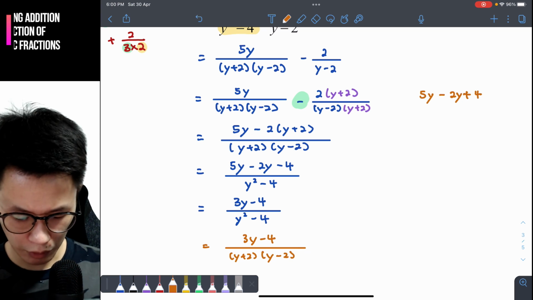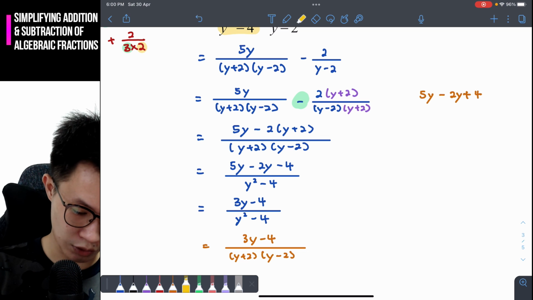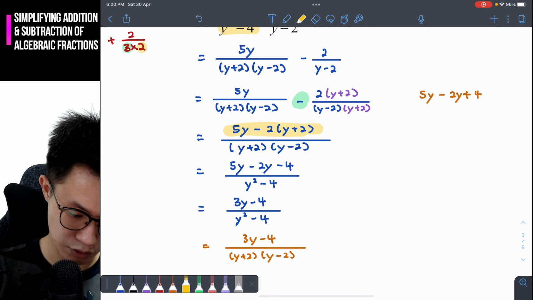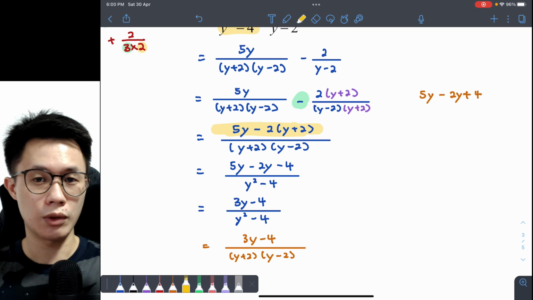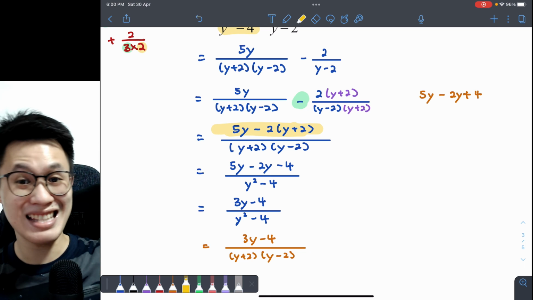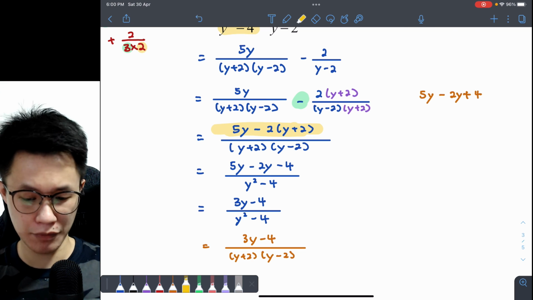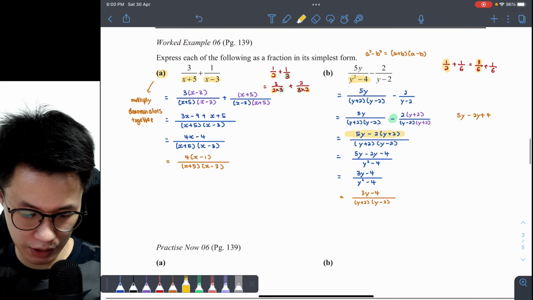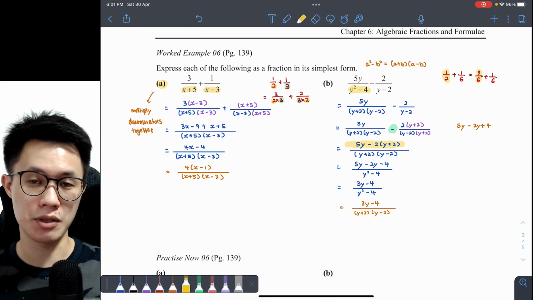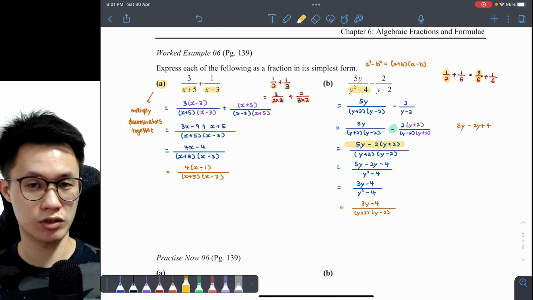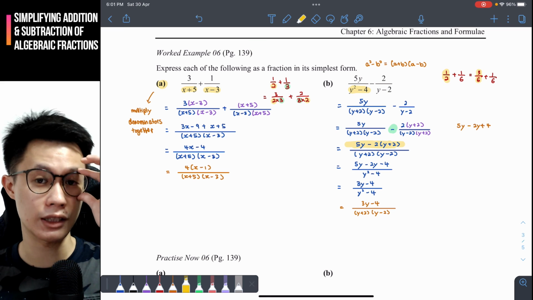What I have to say is, always take note of when there's a minus sign, you need to be careful. Remember, your signs inside the bracket will change once you dissolve the brackets. So with that, that wraps up worked example 6 when we try to simplify more complicated algebraic fractions.